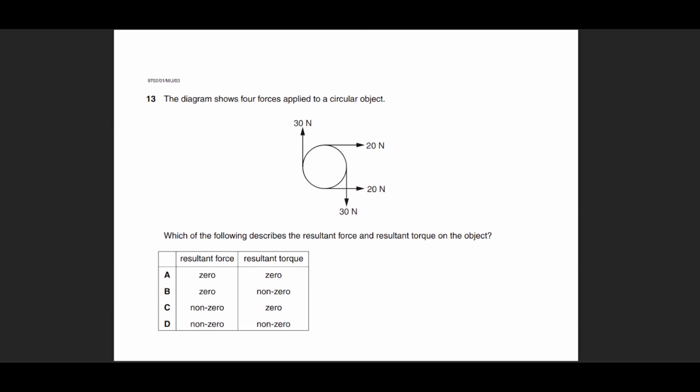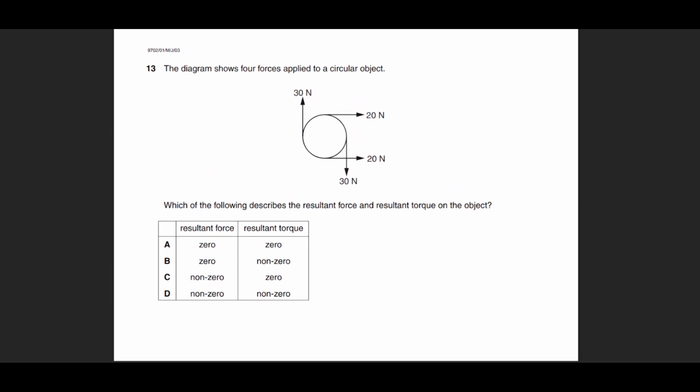So we move on to this question, again a classical example of equilibrium, whether this object is in equilibrium or not. It asks you what is the resultant force and what is the resultant torque. Are they zero or are they not zero? You can see in terms of resultant force, which comes from F equals ma, that this object is actually experiencing two forces towards the right side. So there is a resultant force of 40 newtons towards the right side. So the resultant force is not zero.